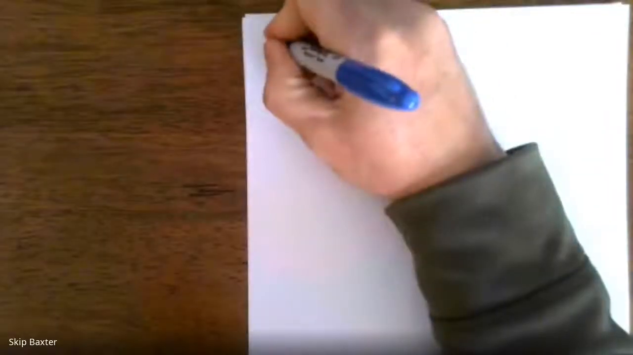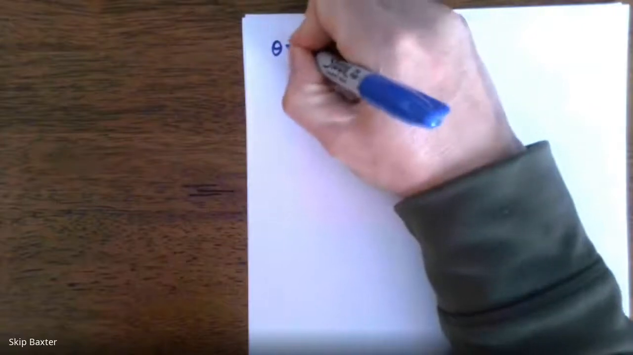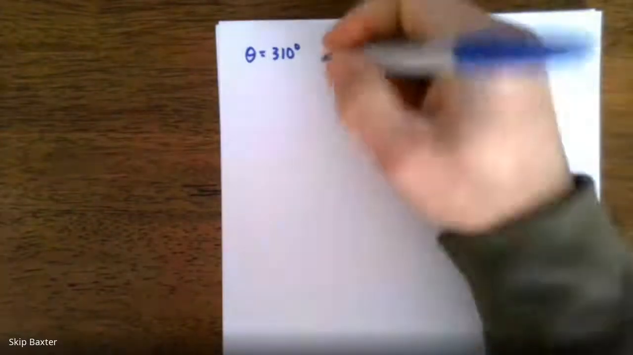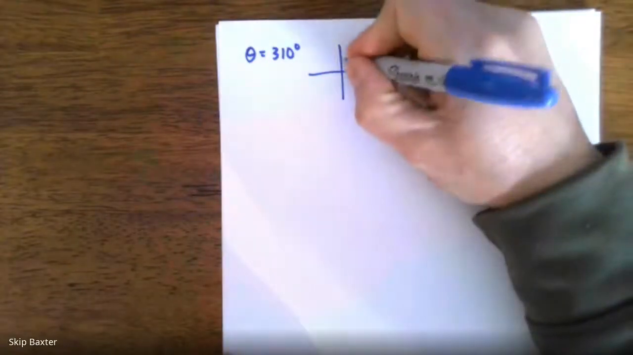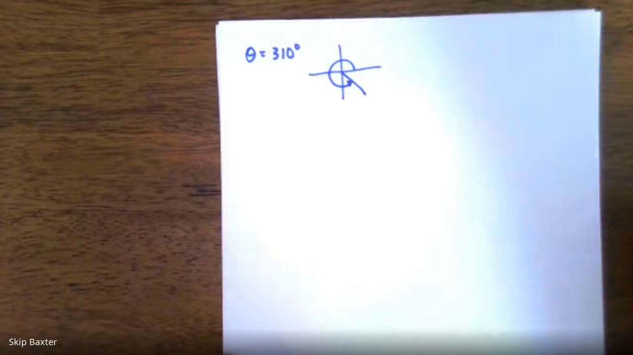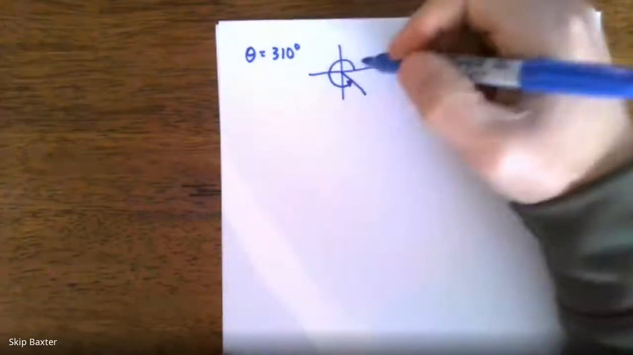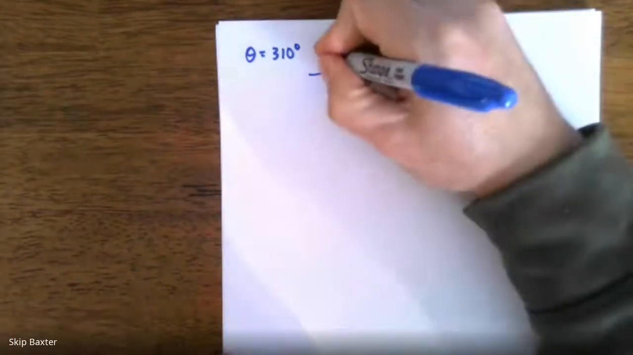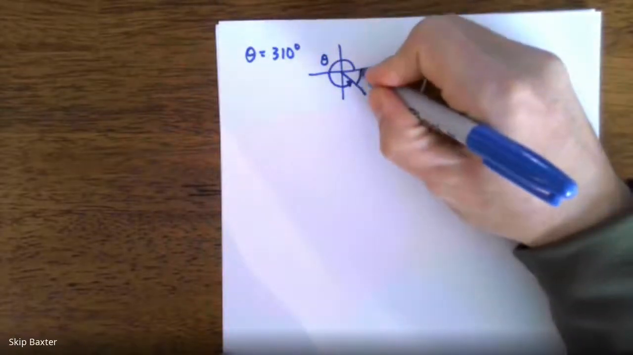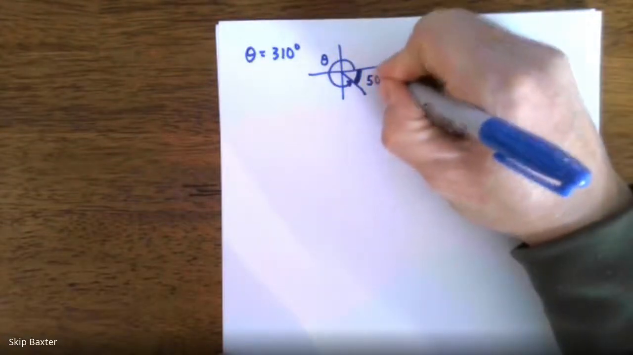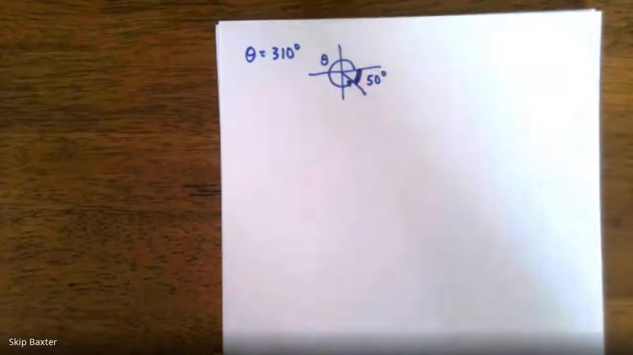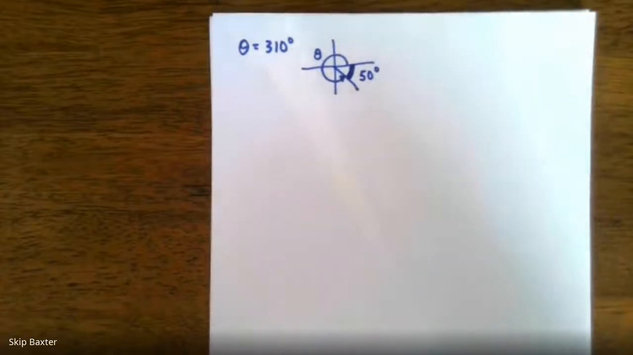So for example, if the angle theta happens to be 310 degrees, you draw a little picture. I know 310 is more than 270, but it's less than 360, so it's going to end up over here somewhere. If this angle is 310, that's theta, then I just want to know how many more degrees do I have to go before I get to 360? It would be 50 degrees. That's how many degrees are left over. That's the reference angle.